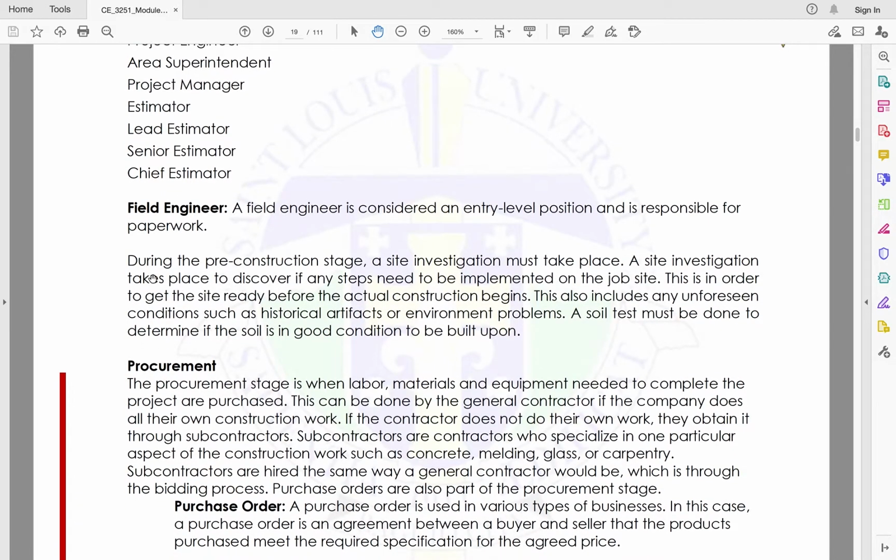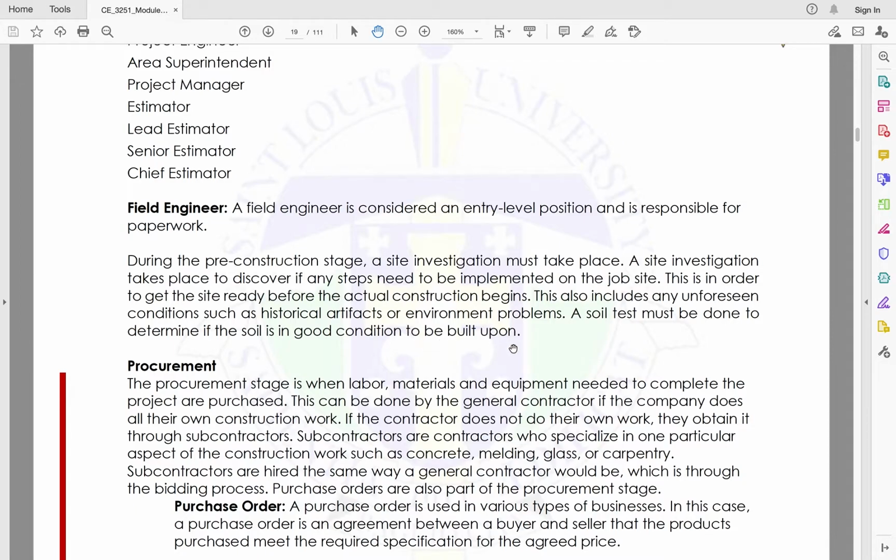A site investigation takes place to discover if any steps need to be implemented on the job site. This is in order to get the site ready before the actual construction begins. This also includes any unforeseen conditions such as historical artifacts or environmental problems. A soil test must be done to determine if the soil is in good condition to be built upon.